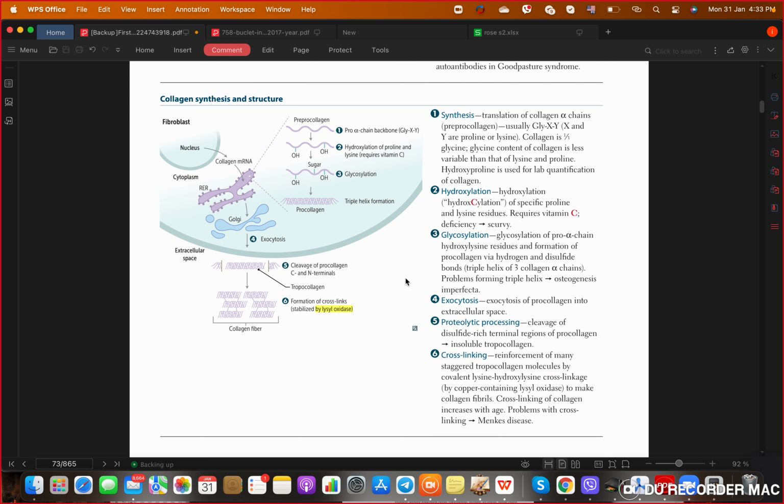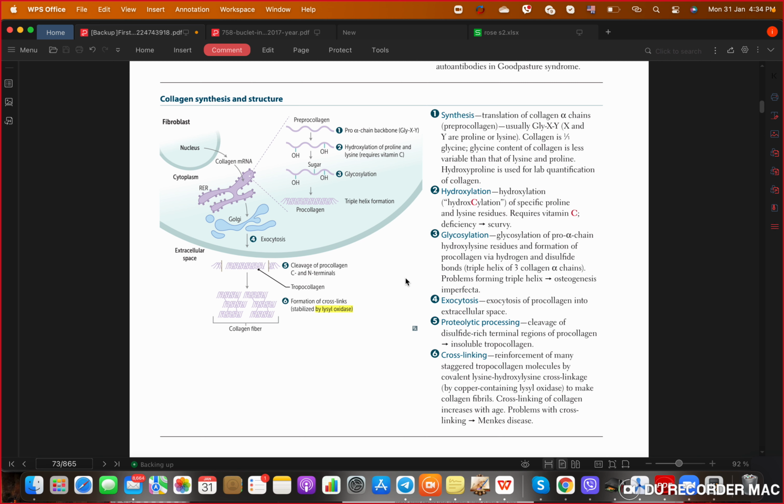In biochemistry, such reactions? Yes, we will study them in the biochemistry chapter in nutrition. So it requires vitamin C, and in cases of deficiency, we will not have formation of normal collagen.